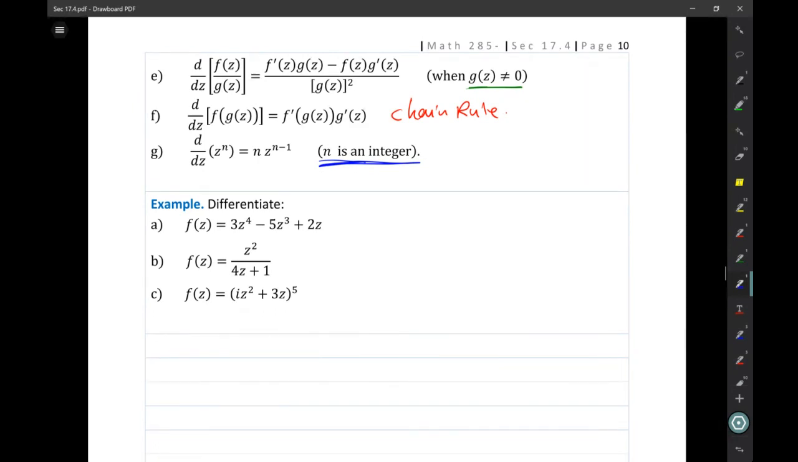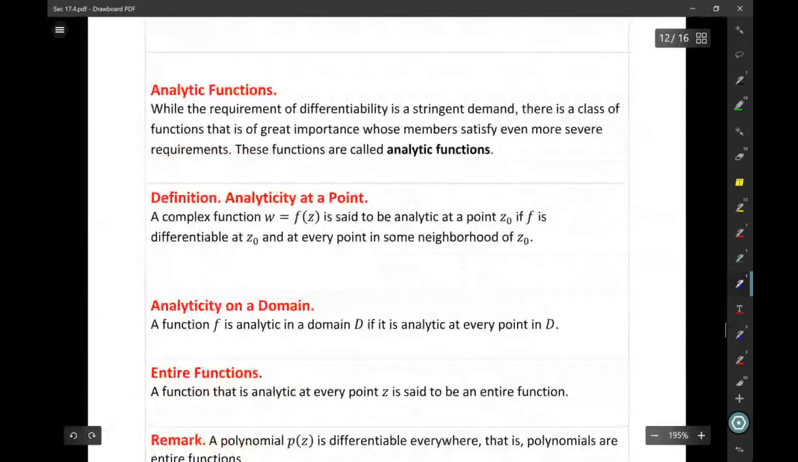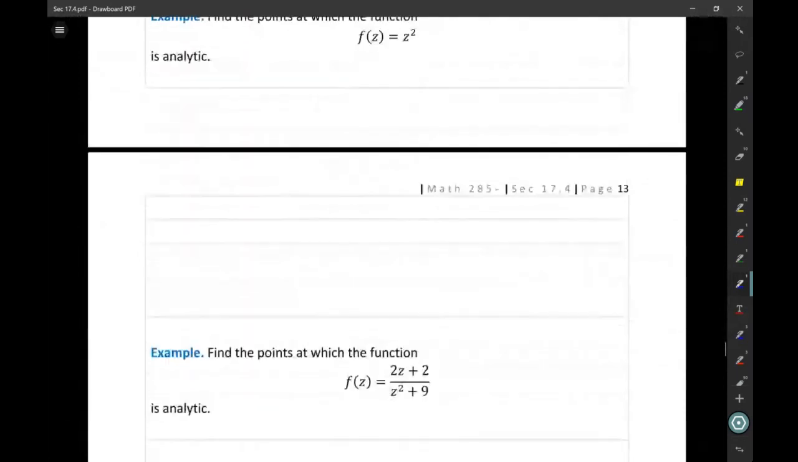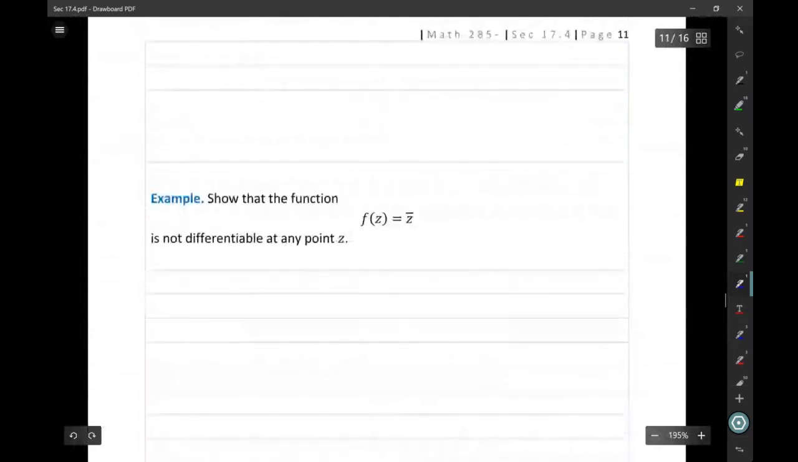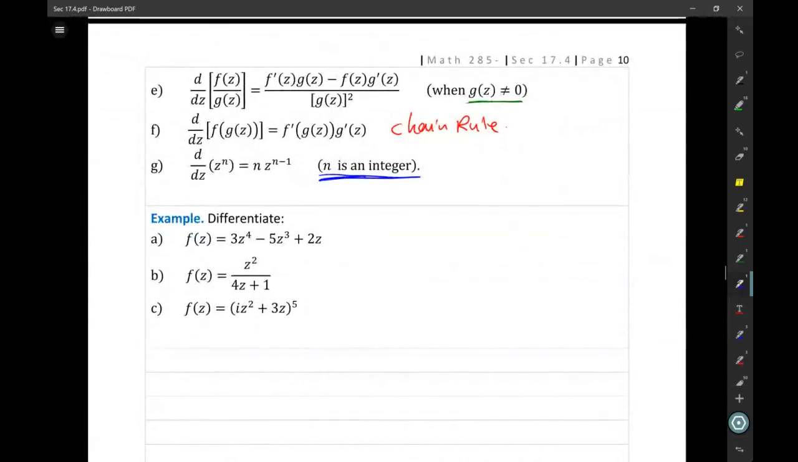Okay. طيب خلينا نشوف الآن some examples. Maybe we will not finish this section today. Anyway, الآن if f of z is equal to 3z to the power 4 minus 5z to the power 3 plus 2z.